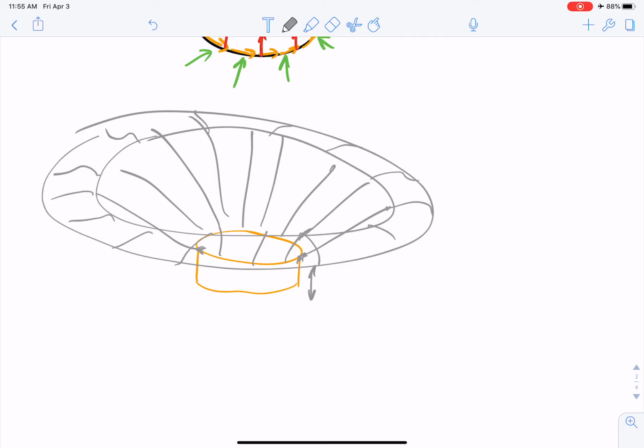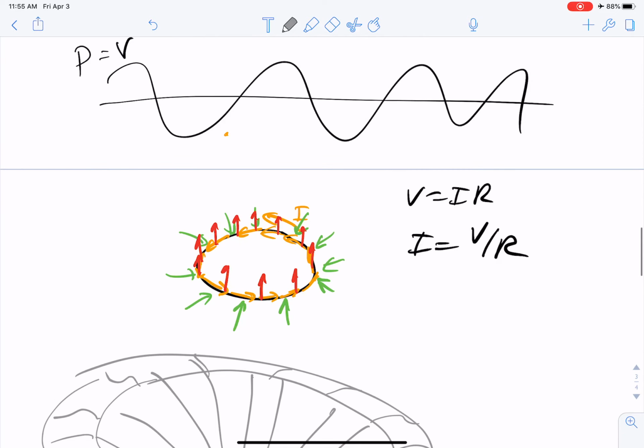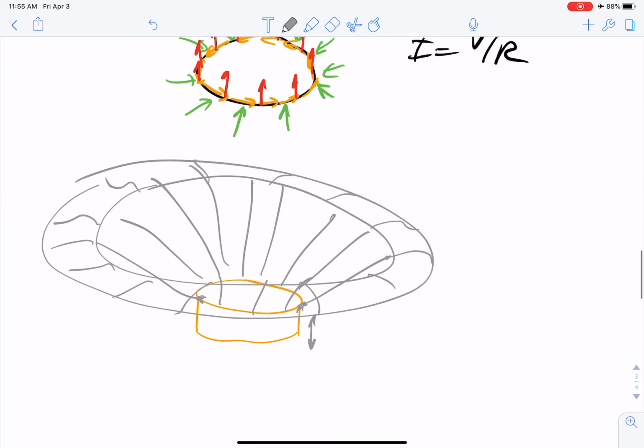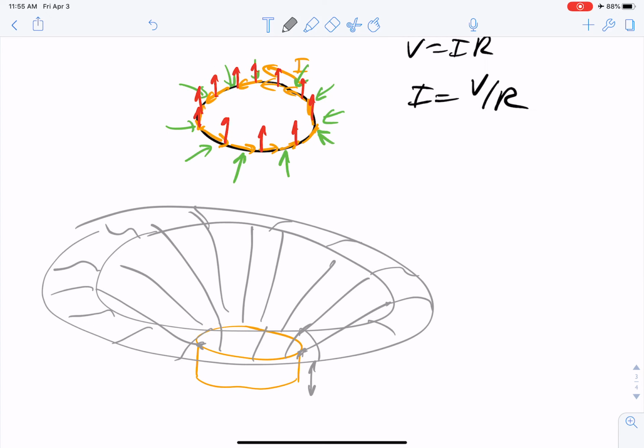Okay, so that's two applications, motors and speakers, that use magnetic fields to cause motion. So currents in magnetic fields create forces. You can use those forces to move things. All right.